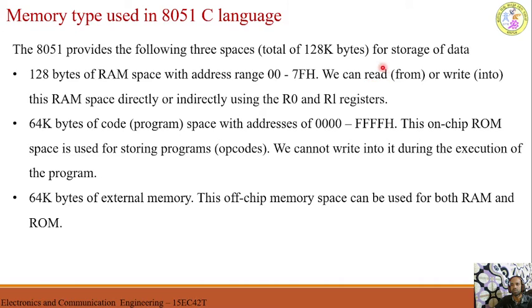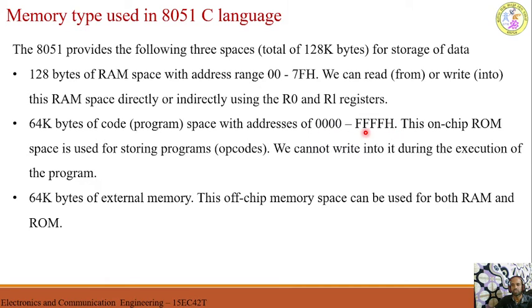RAM memory means we can read or write, that is, we can store into it. The space is accessed directly by using the direct memory address, or indirectly by using R0 and R1. Indirectly means the address of the memory is indirectly indicated with the help of these two registers, register R0 and the register R1. And 64 kilobytes of code are the program space with the address from 0000 to FFFF.